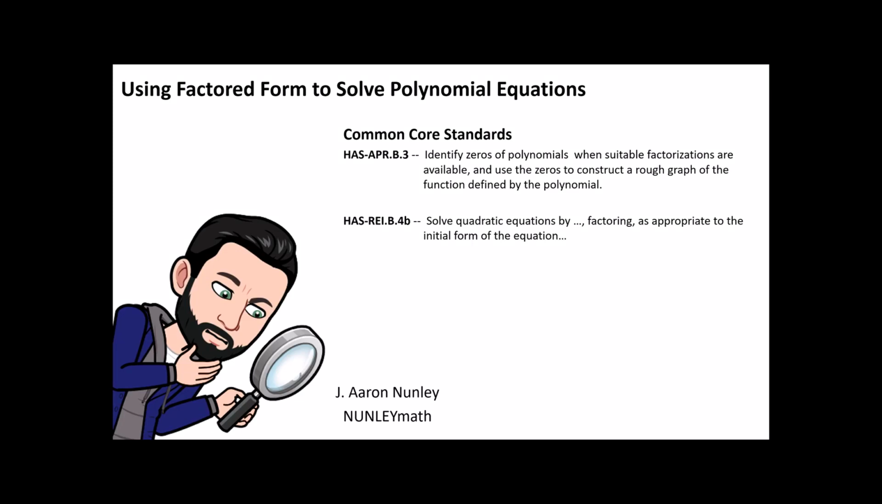Thank you so much for joining us here today as we begin our new unit on factoring and using factoring to solve polynomial equations. I'm very excited about this unit. It's got some of my favorite mathematics in it, so I'm particularly pumped to get started.